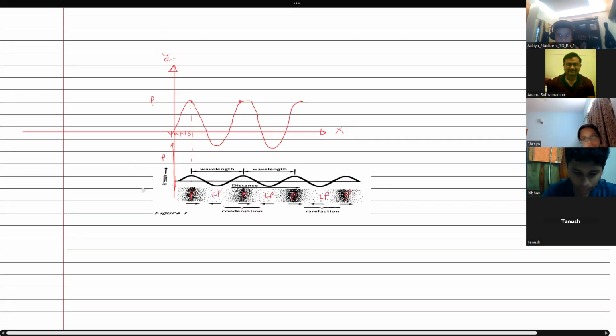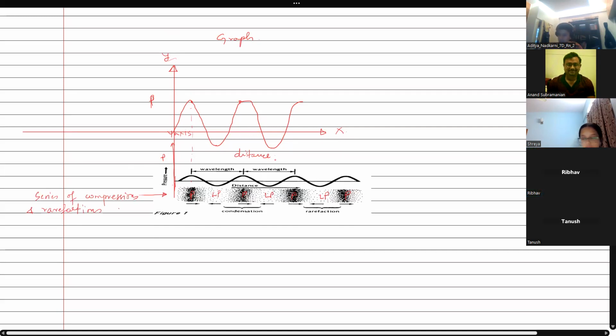Okay, so this series of compressions and rarefactions which we are observing can be translated into this graph out here, by plotting pressure on the y-axis, and of course here we can say this is distance because this is the wave that is traveling. We can take it as distance. So actually what is happening? We are having this series of compressions and rarefactions of the medium.